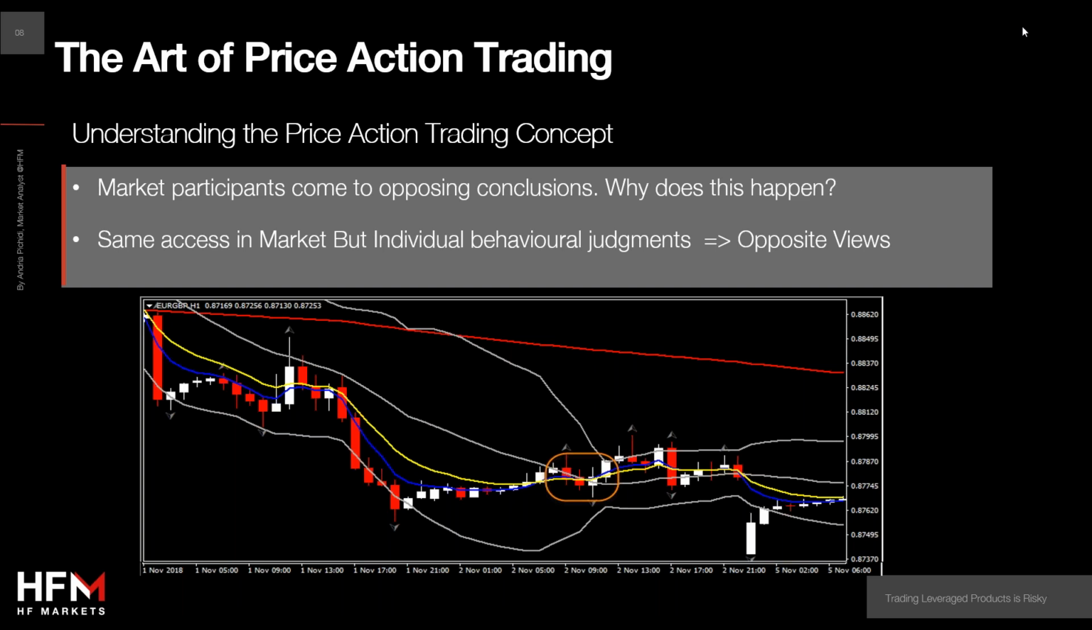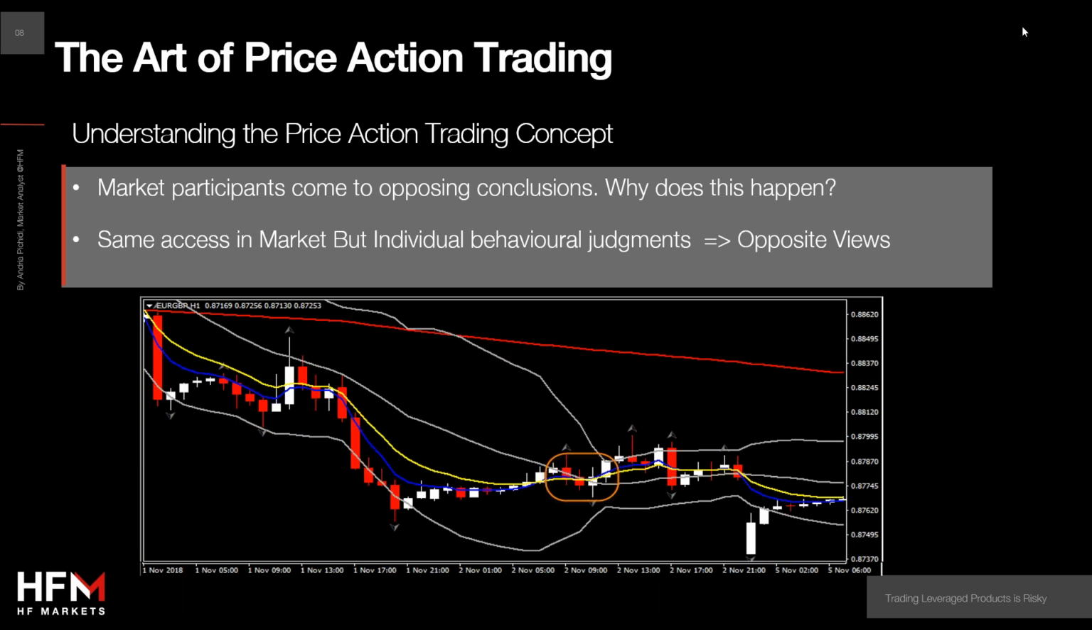So if we're gonna trade euro dollar, for example, and I'm buying euro dollar, Lizzie is selling euro dollar. In theory, both of us, me as buyer and Lizzie as seller, have access to the same information. What I mean by the same information: the news, the same technical indicators, the same fundamental analysis recommendations, the same information in general.